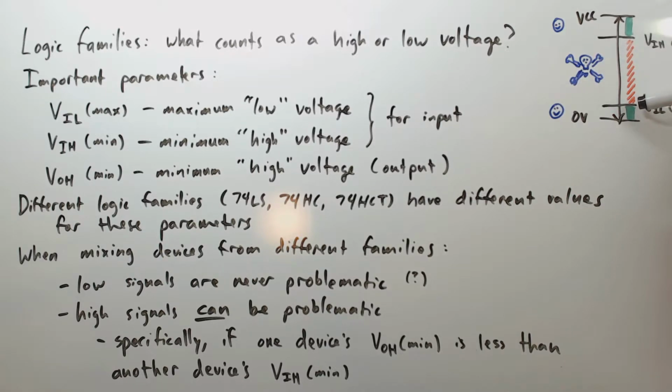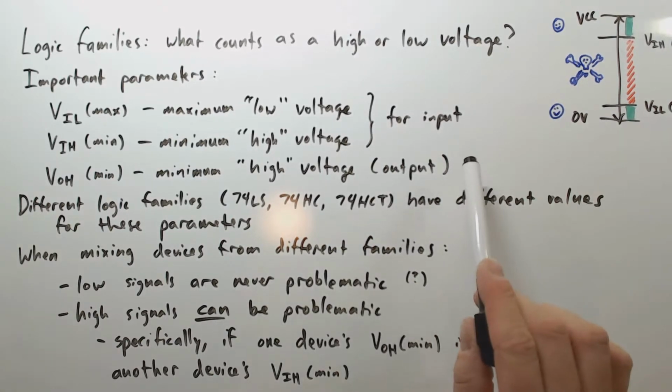And then there's essentially this no man's land in between these two thresholds. These are voltages that aren't either low or high, which is bad. Essentially you can cause erratic behavior from your circuit if you try to drive an input using voltages that are neither properly low or high.